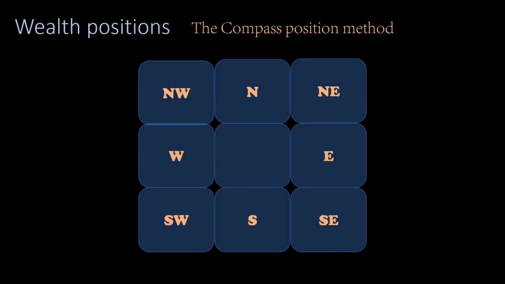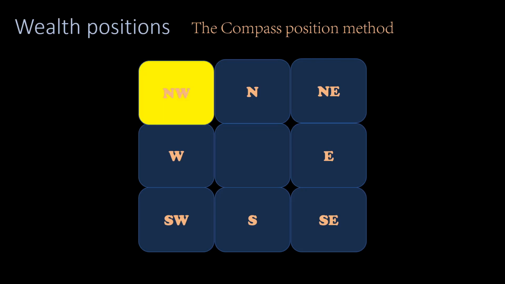The other method is the compass position method. We've talked about the compass position that looks like this grid. Now, there are 4 wealth areas depending on how you look at it. I would say there's 4, but more like 2 areas. So the northwest.